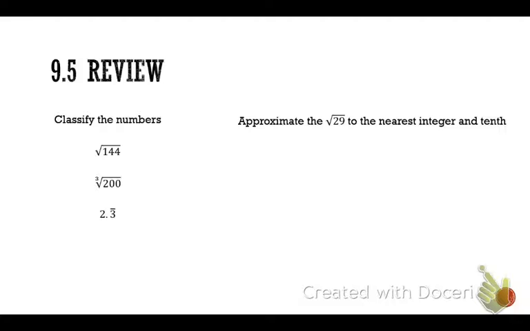In order to determine if it's rational or not, what is the square root of 144? 12. What kind of number is 12? It's rational. More specifically, what kind of rational number? It's a whole number. What else? Integer. It's an integer. What else? Natural. It's a natural number. It's also an integer though, so it can be multiple categories.